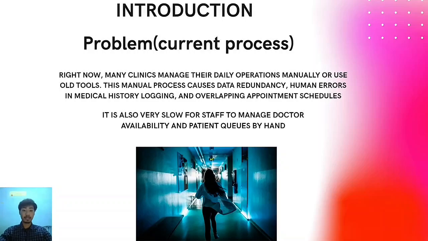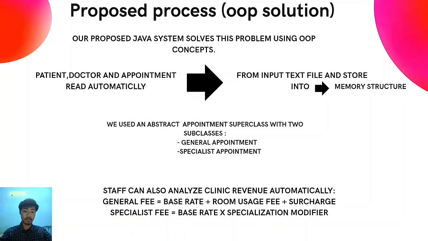Right now, many clinics manage their daily operations manually or use old tools. This manual process causes data redundancy, human errors in medical history logging, and overlapping appointment schedules. It is also very slow for staff to manage doctor availability and patient queues by hand. Our proposed Java system solves this problem using OOP concepts.